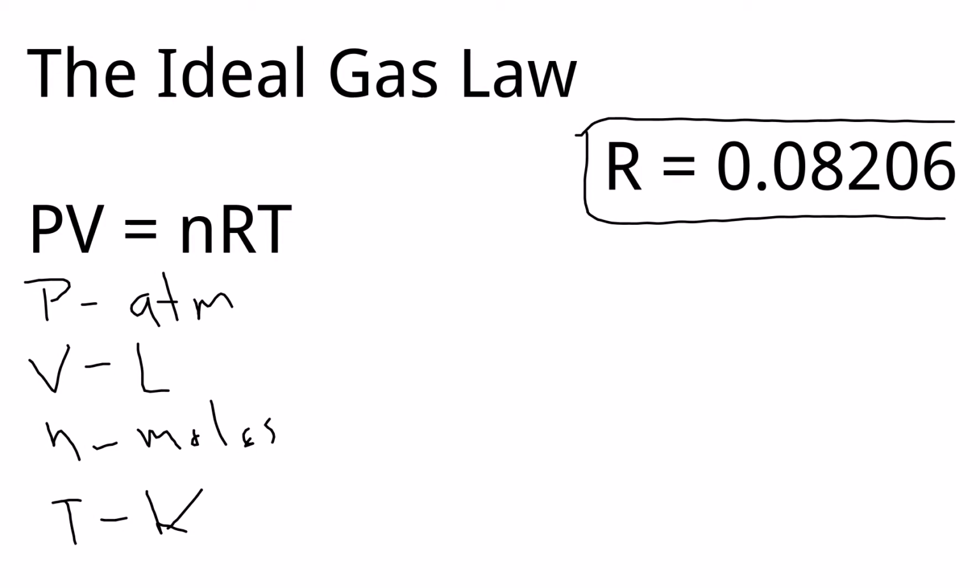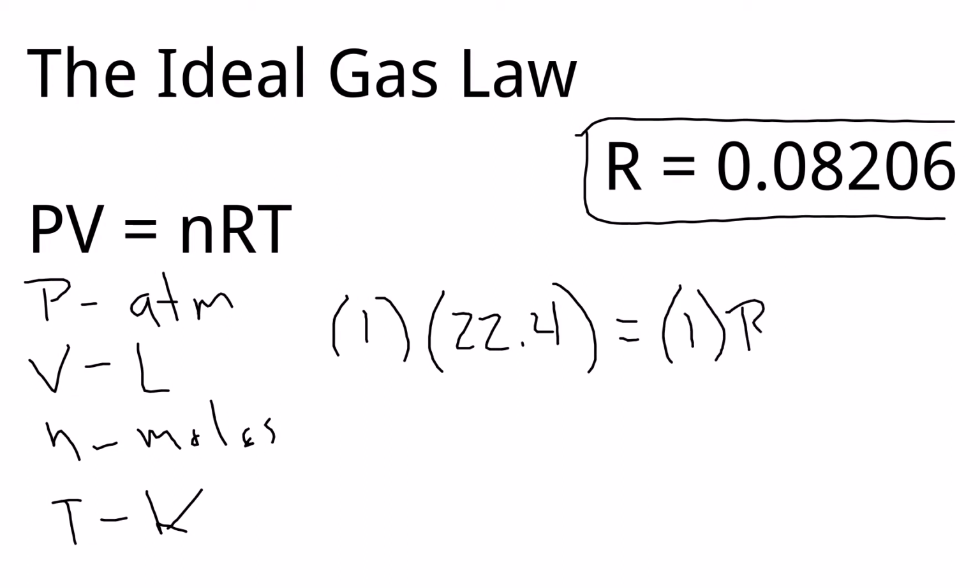The volume is going to be liters, and the value for the volume, we've talked about it in the previous lessons, but Avogadro found that a single mole, 1 mole, of any gas fills up 22.4 liters when we're at standard temperature and pressure. So we have standard values for each of these and we can solve for R. Pressure is going to be 1 ATM. The volume is going to be 22.4 liters. That will be equal to 1 mole R.